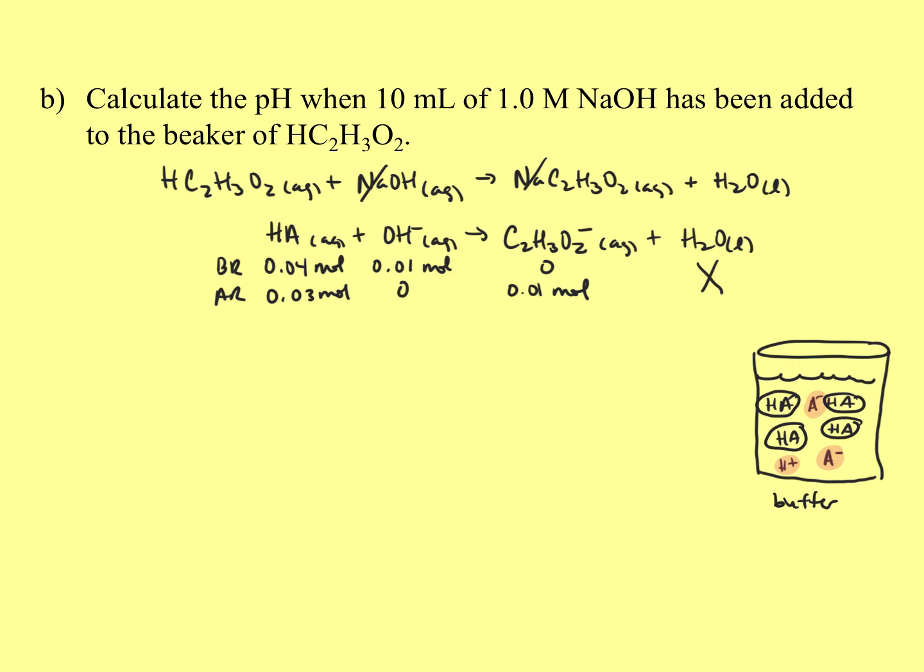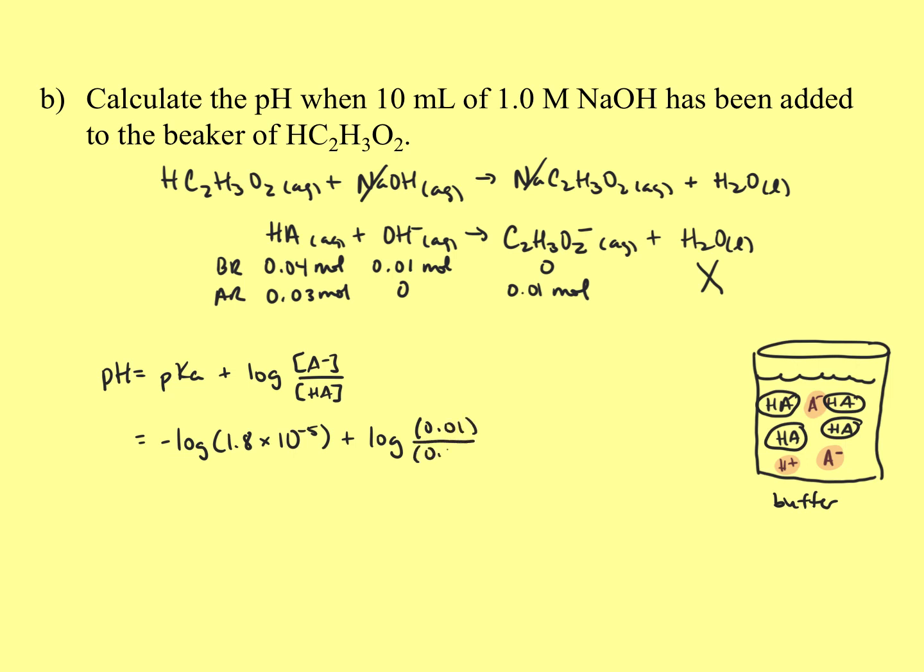So we could do an ice table, but because we have a buffer present, we can actually use the Henderson-Hasselbalch equation, where the pH equals the pKa plus log of the conjugate base over the acid concentration. Now, the beauty of Henderson-Hasselbalch is we do not need to convert the acid and its conjugate base to molarity. We can use moles because as long as the volume is the same, the ratio of the concentrations will be the same as well. So to determine the pH at this point, that's negative log of the Ka value, 1.8 times 10 to the negative fifth, plus log of the base, 0.01, over 0.03. And that gives me a pH of approximately 4.27.